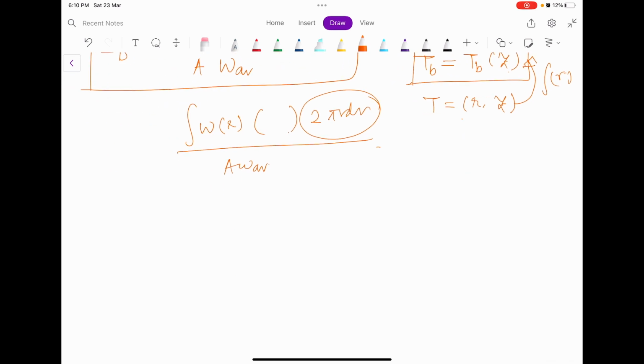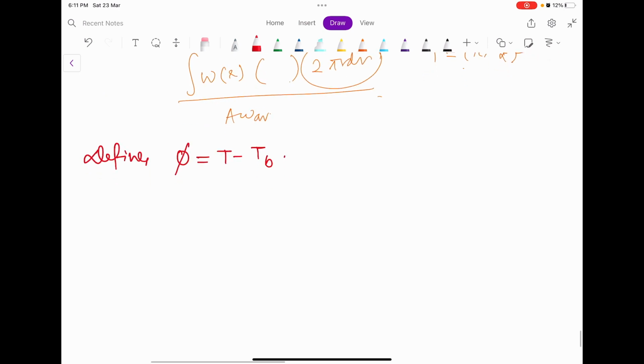So now if you define a variable phi equal to T minus Tb, then that will be okay. Let me write it properly. So define phi equal to T minus Tb. Okay, so if phi equals T minus Tb, then what will be phi b?